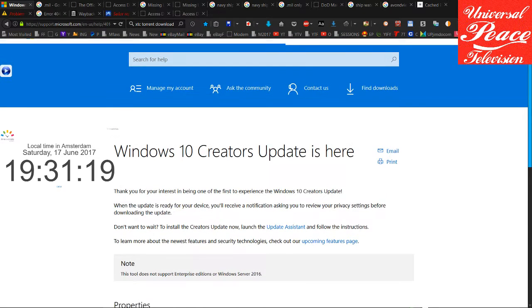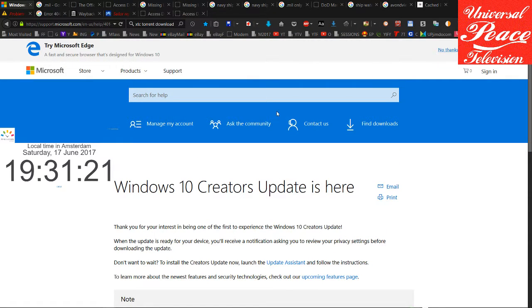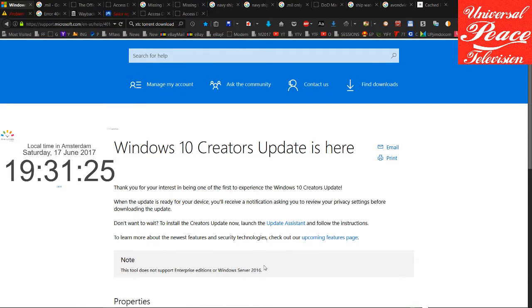So yeah, the Windows 10 Creators Update is there. You can download the update assistant, and it does not support enterprise editions on Windows Server 2016.